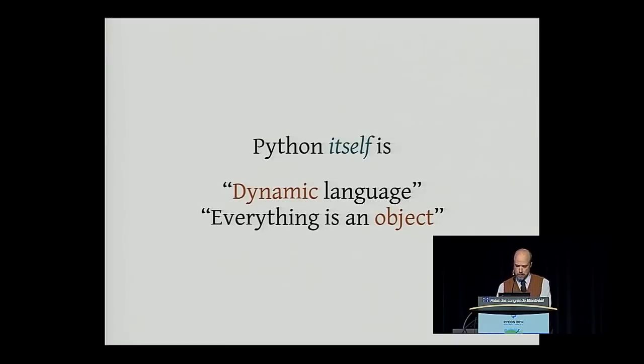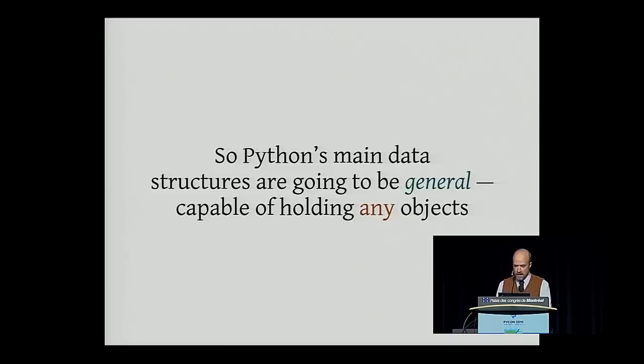Python itself, though, now we're going to sort of pivot here. It can't use raw records or arrays for most of your data structures because it's a dynamic language where everything is an object and where you're not required to build lists where everything is the same. So Python's main data structures are going to be general purpose. They need to be capable of holding any object.